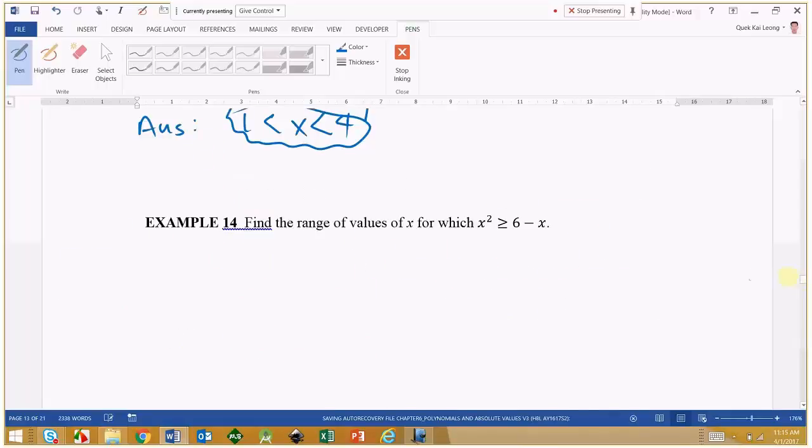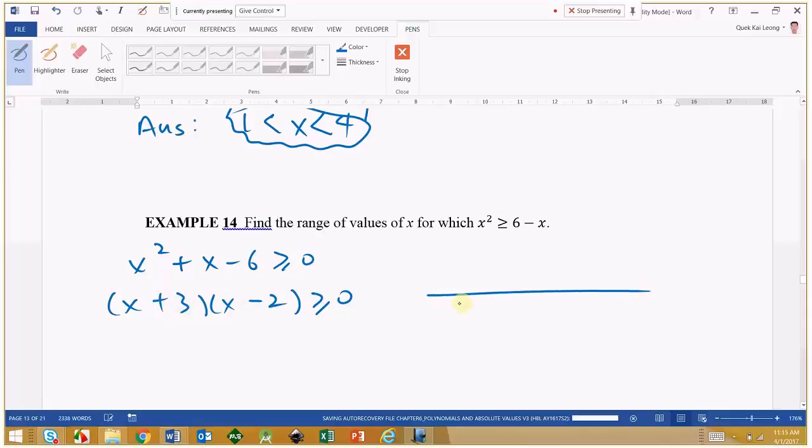Find the range of x for which x squared is greater than or equal to 6 minus x. This is pretty much the same, so maybe talk less, do more. Move everything to one side. Start with the smallest value. The smallest value is negative 3. Next value is 2.